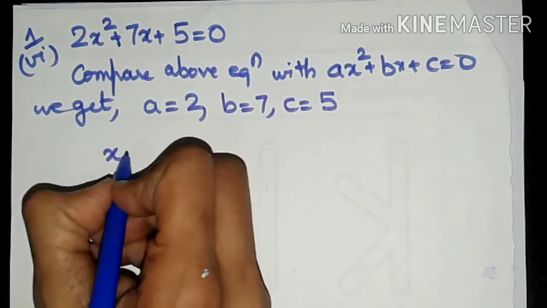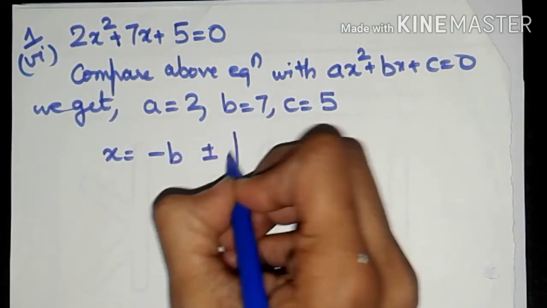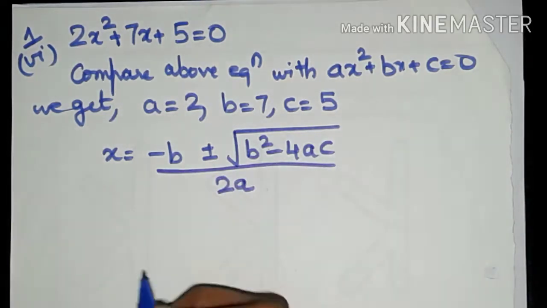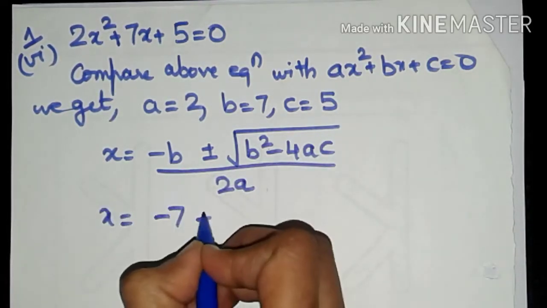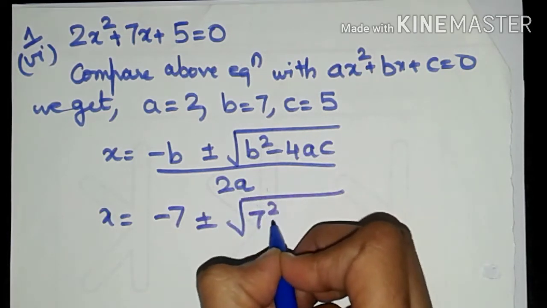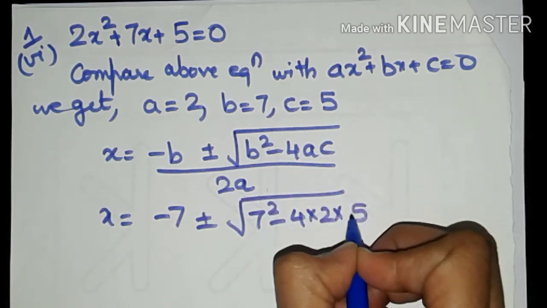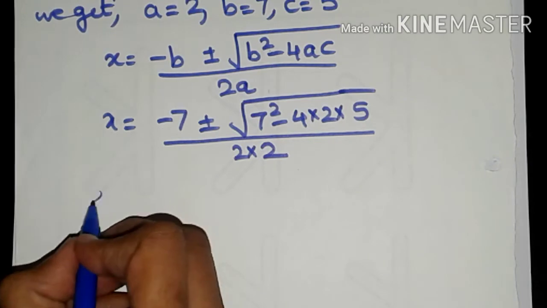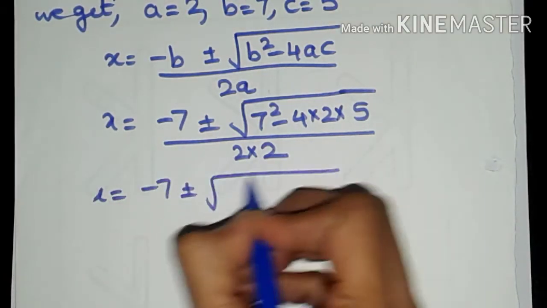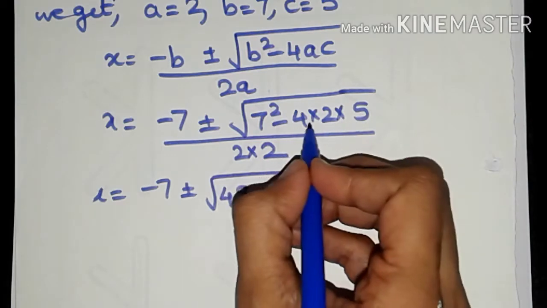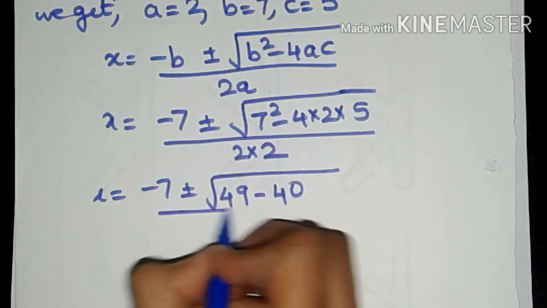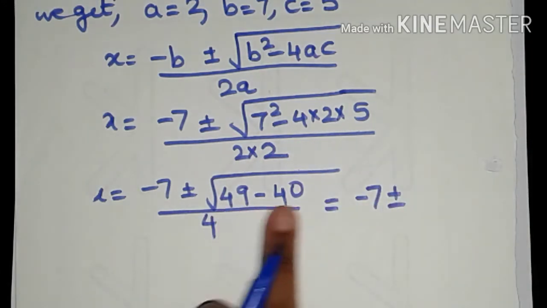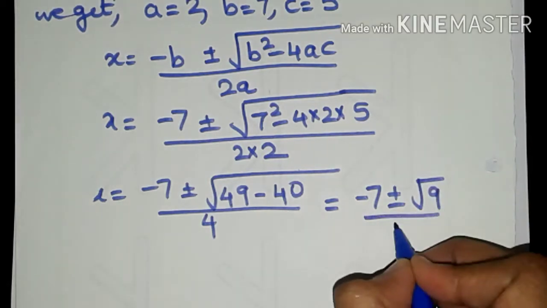What is the formula we have to use? x is minus b plus or minus square root of b square minus 4ac upon 2a. So let us substitute the values. 7 square minus 4 into 2 into 5. Okay, so 2 into 2. Now we will get 49 minus 5 4s are 20, 2 2s are 40. Okay, 4. So what happens here? Minus 7 plus or minus 49 minus 40, which is root 9 divided by 4.